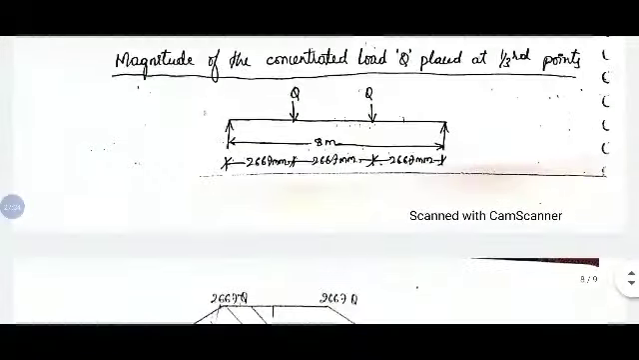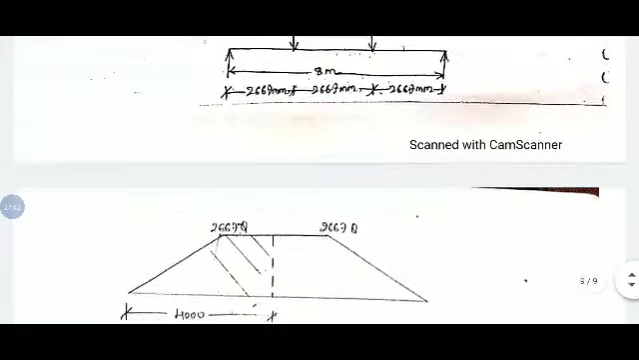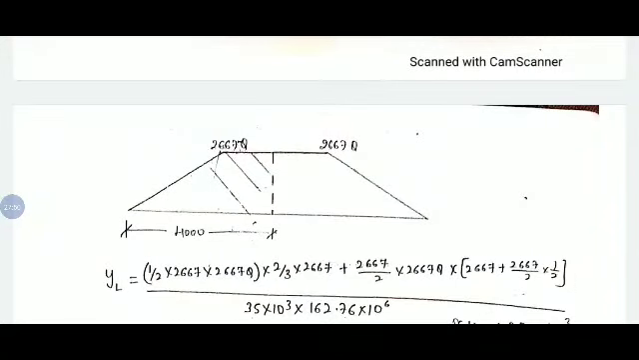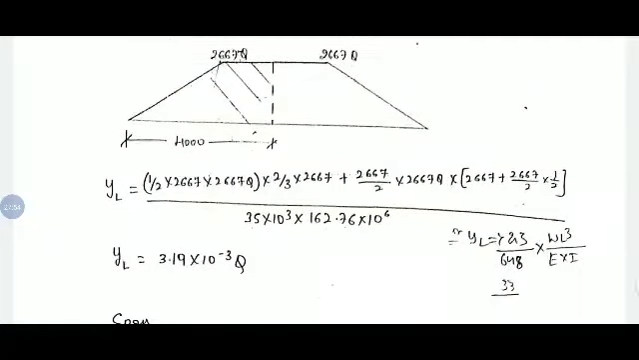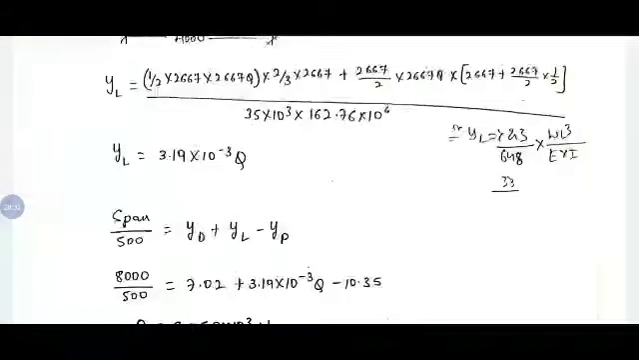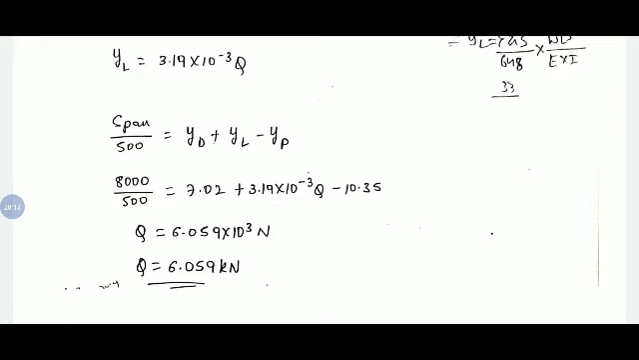So for that we need to find out. If we have 2 point loads at equidistant in the beam, the bending moment diagram will be in the trapezoid shape only. In the same manner we are going to calculate the deflection, and we will get the equation in terms of Q. Then span by 500 will be Yd plus Yl minus Yp, and by substituting values and equating to span by 500, we will get Q equals 6.059 kilonewton, or you can say 6.06 kilonewton. This should be the maximum load you can apply at the 2 points of 1/3 spans. Thank you.